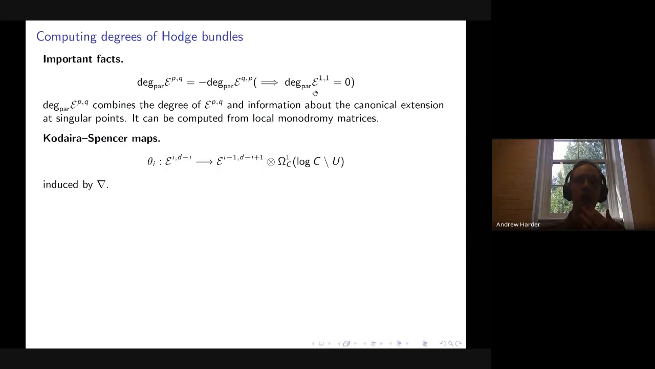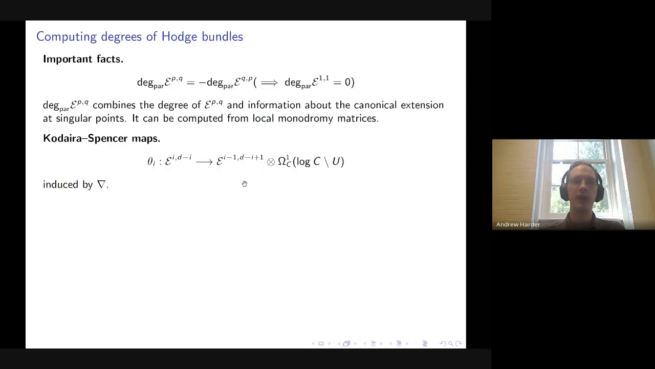Okay, so good. Now I know the degree of E11. I can compute that, and I have a map from E11 to, in this case, E02. So if I can compute the degree of this map, I'm good. So this is now the goal: the goal is to compute the degree of the Kodaira-Spencer map.